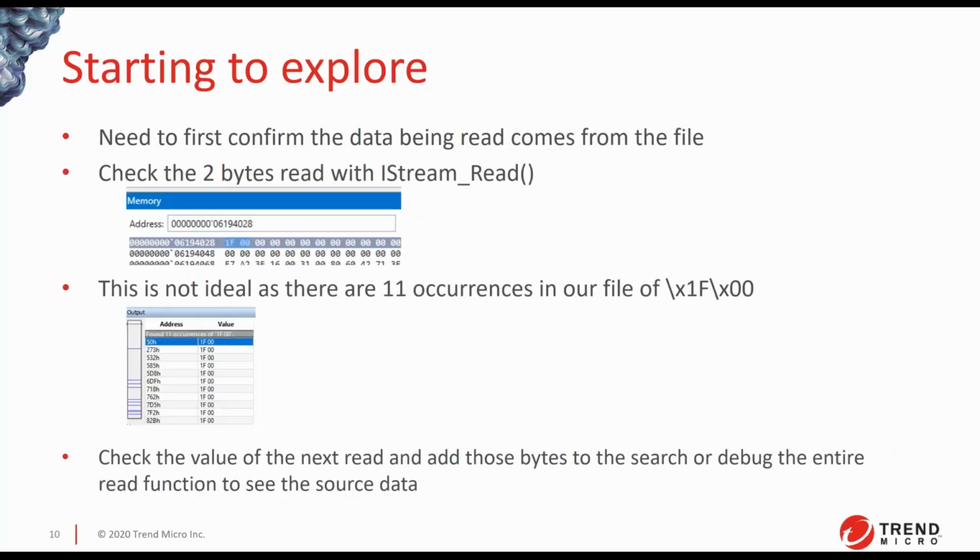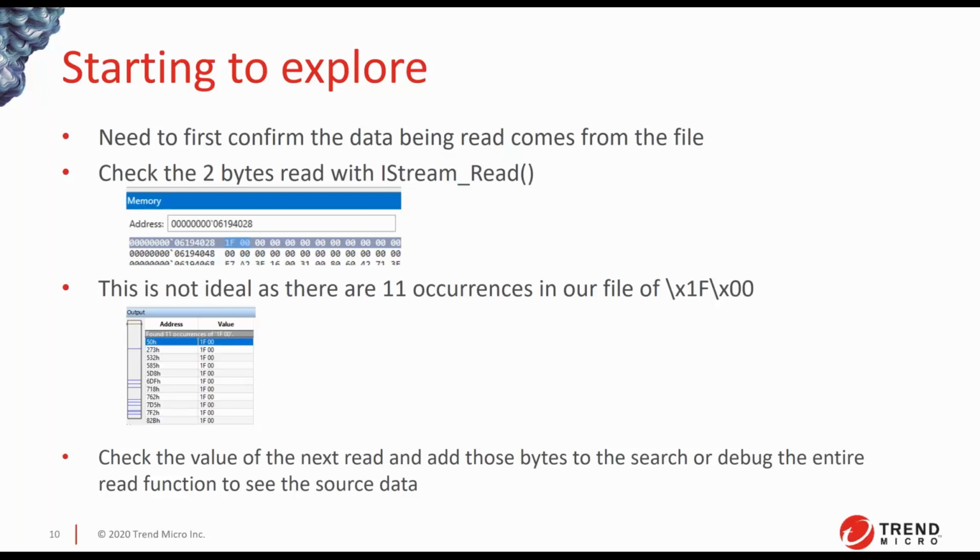So from there, again, just like in a game, you started out, there's been a little bit of a tutorial, and now you kind of start to explore your surroundings. In this particular case, we have to first confirm the data being read is actually coming from the file. We want to make sure that that IStream::Read call is actually pulling in information from the file, so we kind of know where we are. It's essentially like being able to pinpoint yourself on a map. So we check the 2 bytes that were read with IStream::Read, and in the particular file that I used, which was my normal file, it read hex 1F00. Not really ideal. It's not a particularly unique 2 bytes. There's 11 occurrences of that in our file.